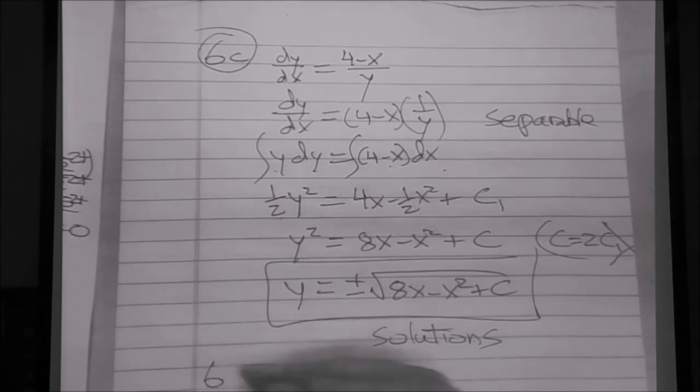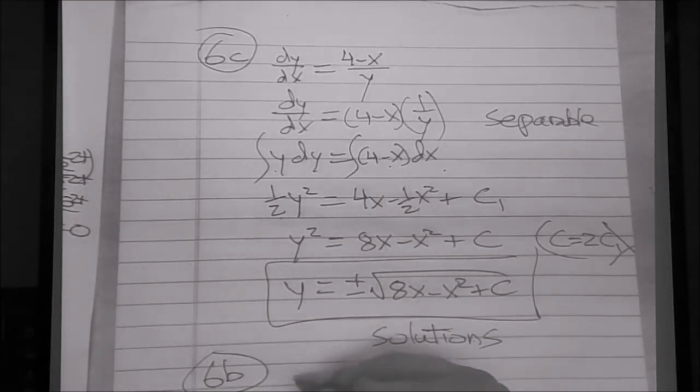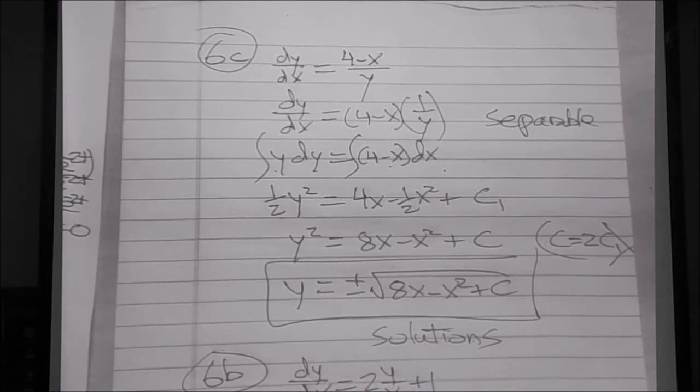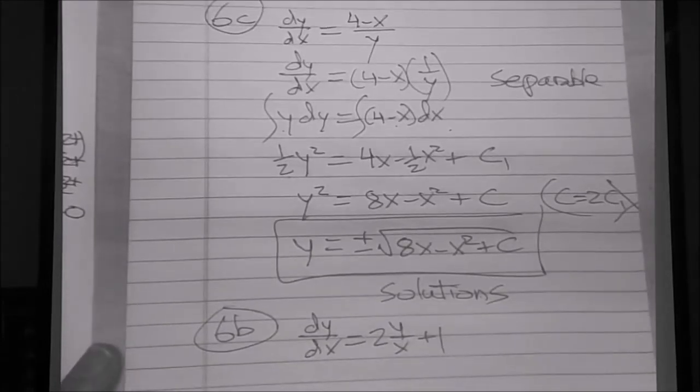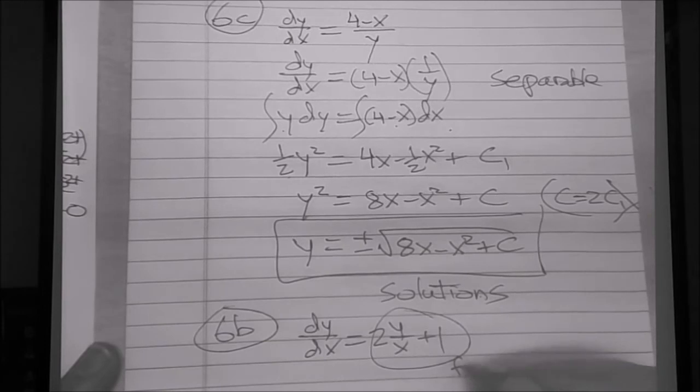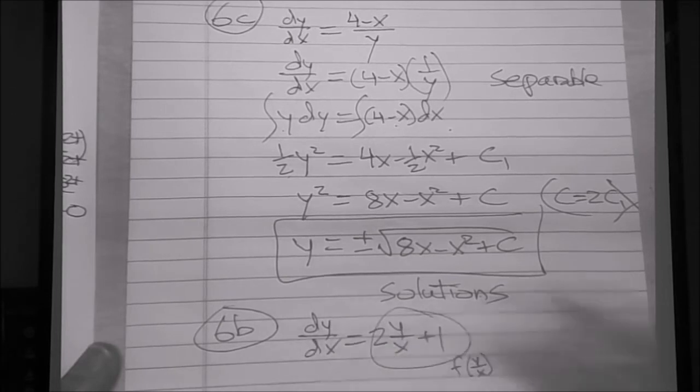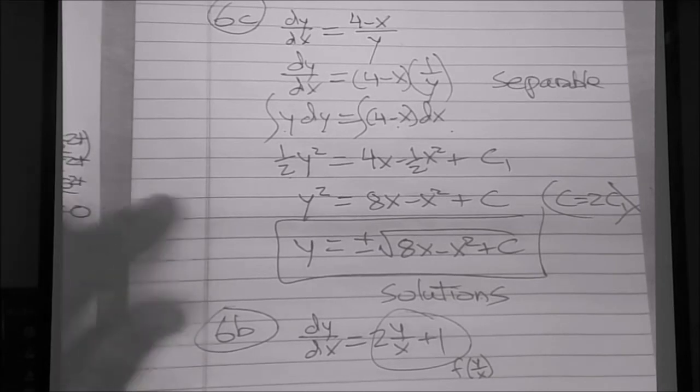How about 6b? This one says this equation is homogeneous. dy/dx equals 2y over x plus 1. Sometimes it's not obvious that an equation is homogeneous. You have to kind of fiddle with it a little bit to make it so. This one is pretty obvious. The right side is a function of y over x, F of y over x. That's what makes an equation homogeneous. If you put it in normal form, dy/dx equals a function of x and y, and it only depends on y and x through the quotient y over x, that's a homogeneous equation.